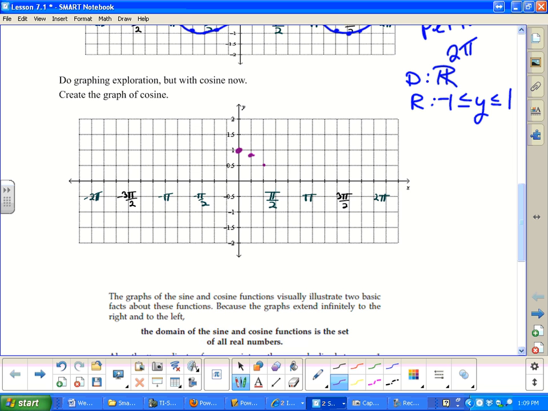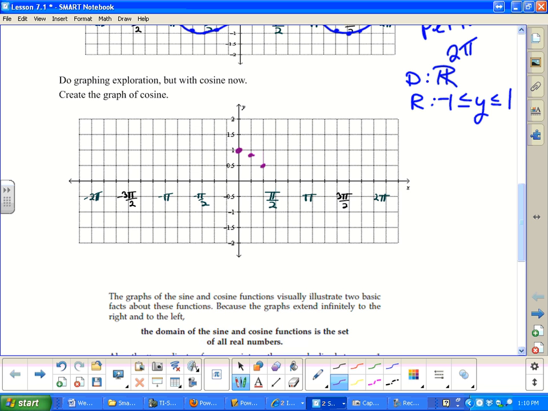You all right back there, Sierra? What's the matter? Unit circle's messing you up? Because you keep saying, I don't know, I'm not quick enough with what you're saying. I got that one. Awesome.